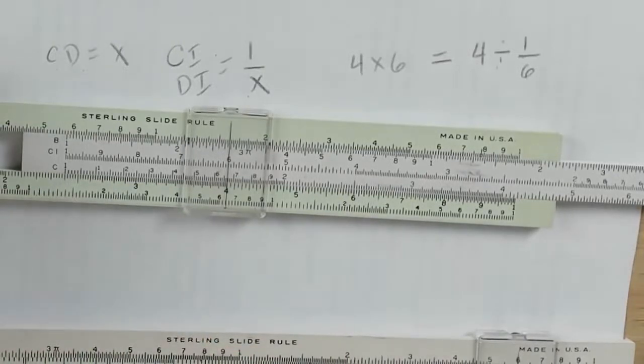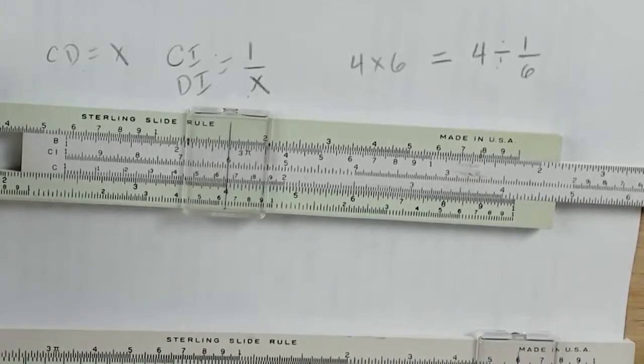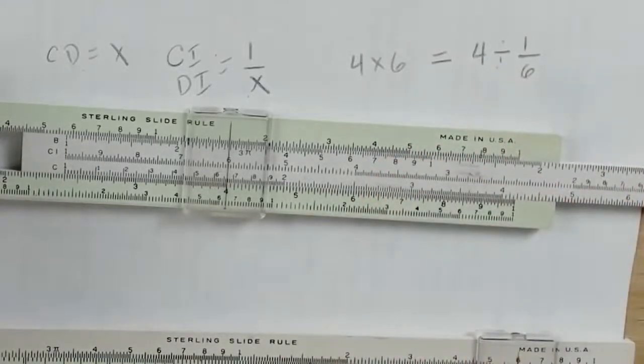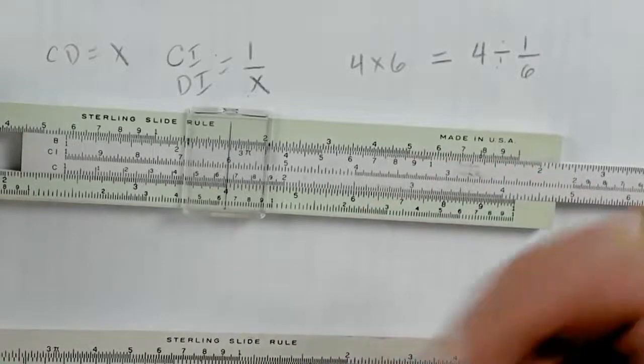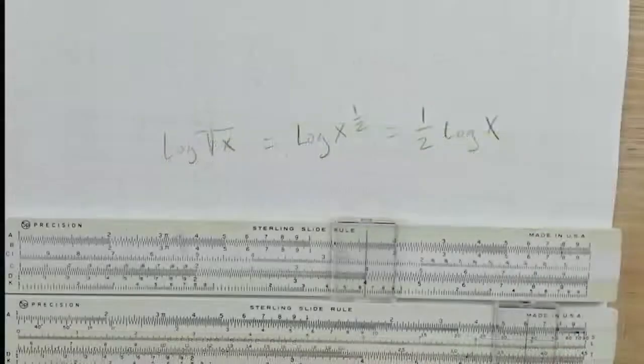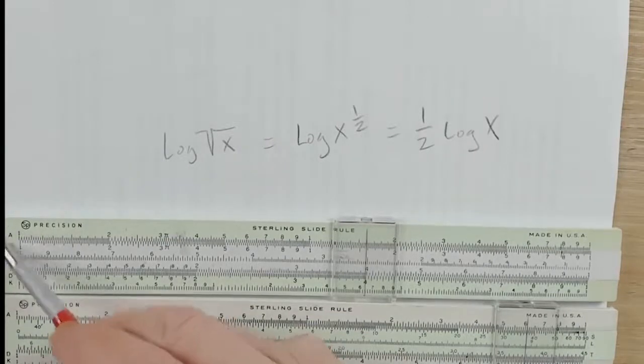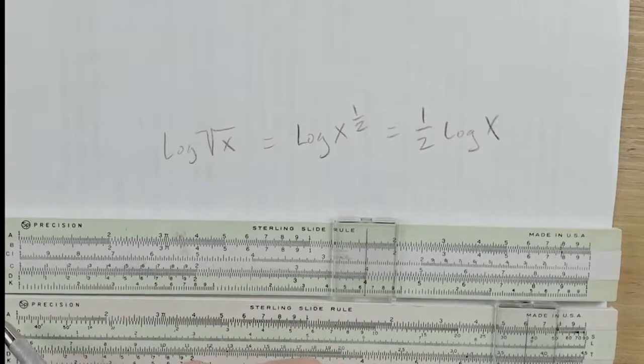The reason that you have a CI scale and a DI scale is simply for the convenience of the calculation. Sometimes it just may be easier to find your number on the CI scale, and you have to move the slide less. Now let's look over the next scales. We've done the CD scales, which are the main scales on the slide rule. We've done the CI scale. Now we're going to look at the AB scale up here.